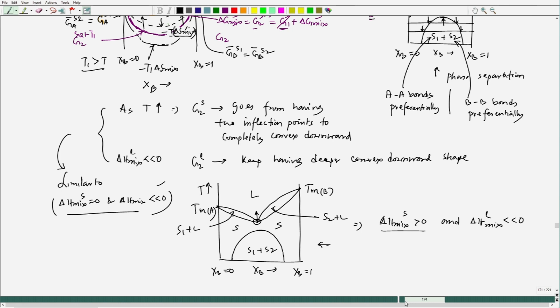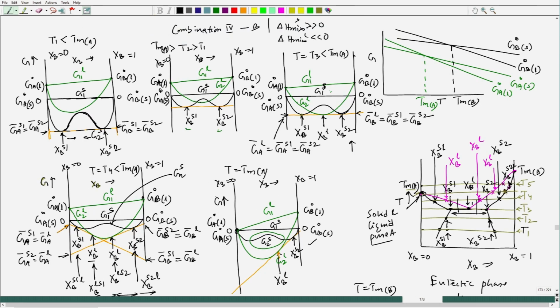So, as of now what we have learnt is basically that we are getting an equilibrium phase diagram for eutectic. Okay. So, we will talk more about this eutectic phase diagram, and that appears when we have the fourth combination, but in that fourth combination we talk about combination 4B, where del H mix for solid is fairly large and del H mix for liquid is fairly negative. That combination we have this.